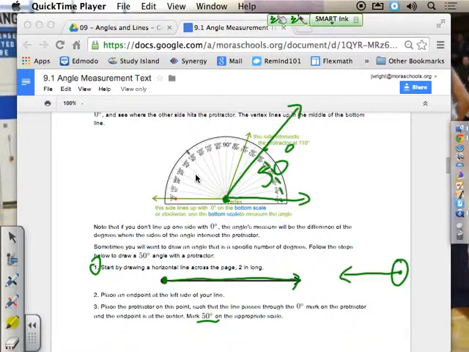Once again, being careful to start at 0 and go up and not go all the way across over here to 50 when I started at 0. Okay, don't use the inside because I was not starting at 180. I was starting at 0. That's how we draw a 50-degree angle.